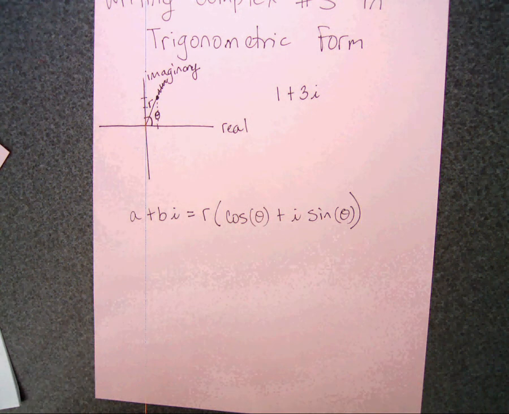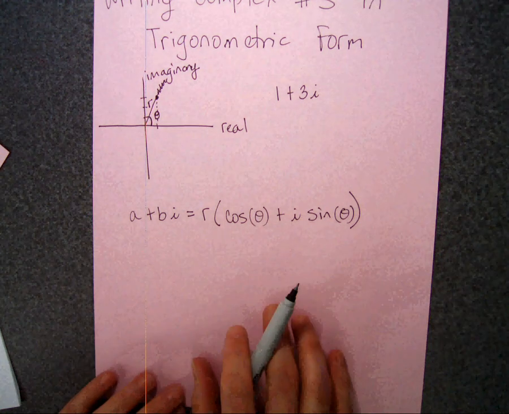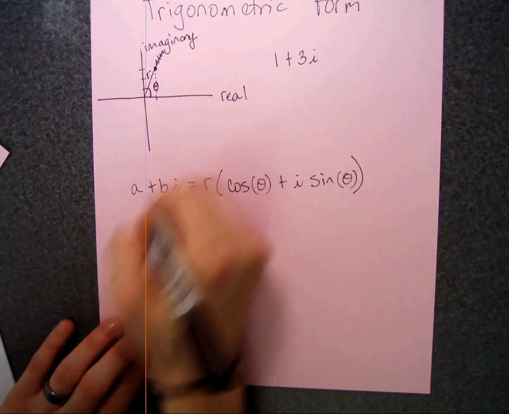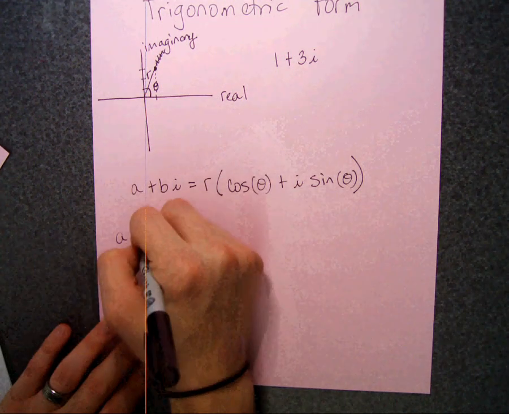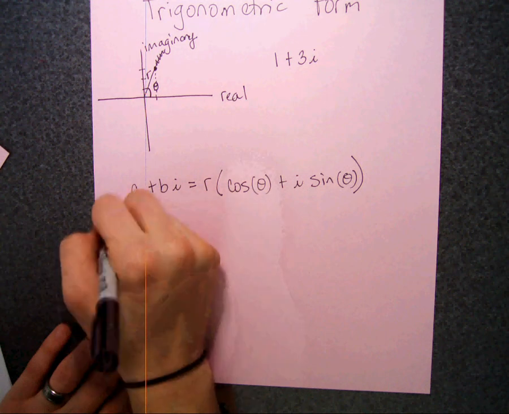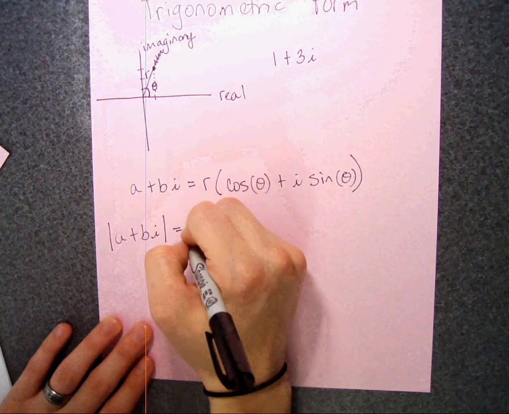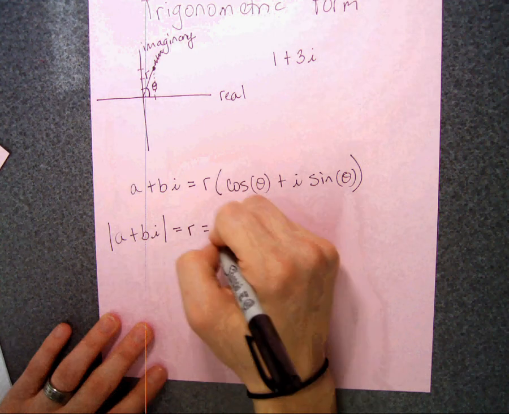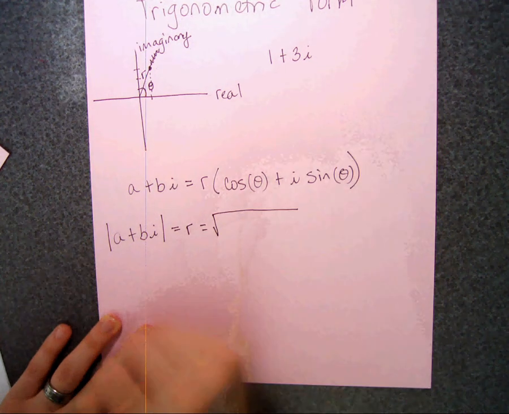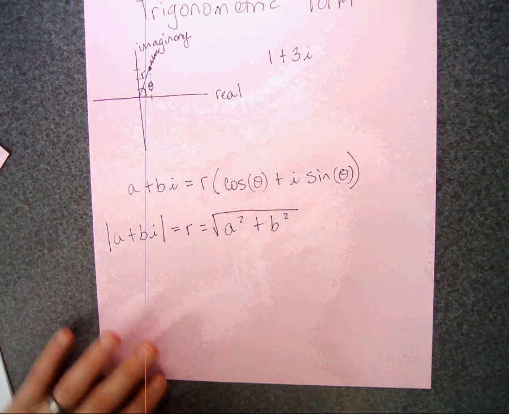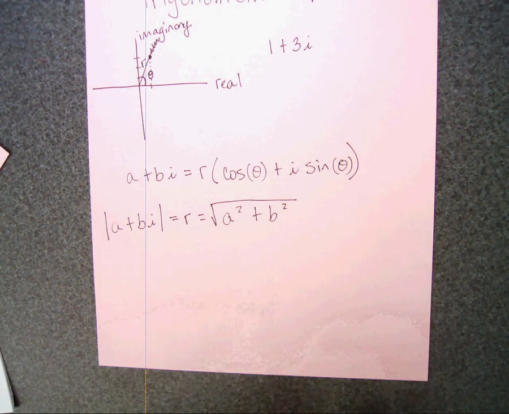So the absolute value of a complex number, this is a little side note, will give us that hypotenuse, r, which comes down to just the Pythagorean theorem. So it'll be a squared plus b squared, and then take the square root of it. So that's how I would find that r value, and we'll do an example in just a second. So that takes care of finding r.